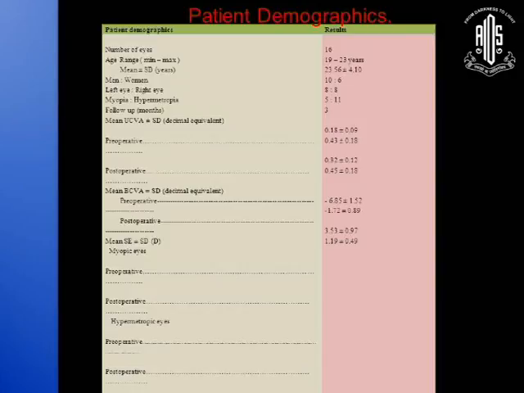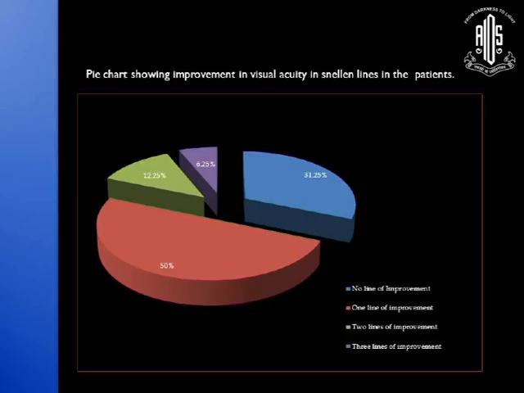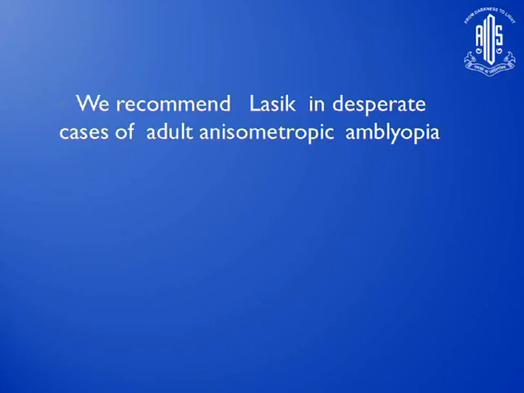These are the patient demographics. This is the bar diagram which shows mean values of pre- and post-operative uncorrected and best corrected visual acuity. This is the pie diagram which shows the lines of improvement. And we recommend LASIK in desperate cases of anisometropic amblyopia.